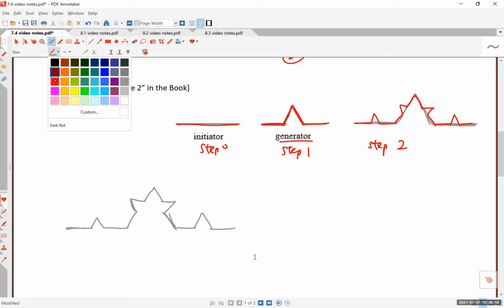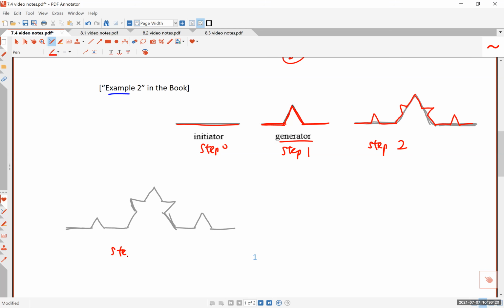Now in step 3, oh, by the way, how many line segments do you have here? 1, 2, 3, 4, 5, 6, 7, 8, 9, 10, 11, 12, 13, 14, 15, 16. So step 2 already has 16 line segments. Step 1 had 4 segments.